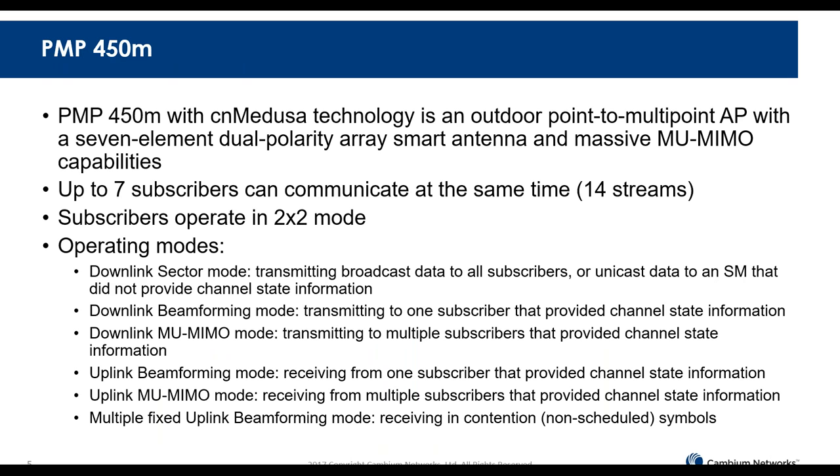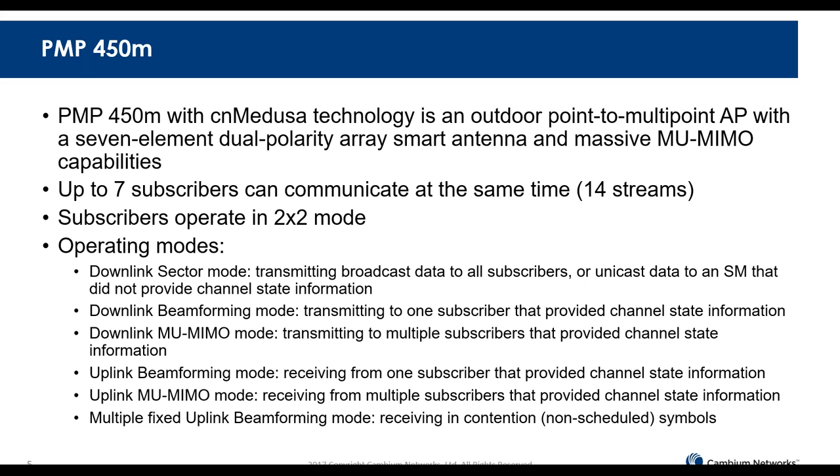The PMP450M access point is using massive MU MIMO technology. This is an outdoor point-to-multipoint access point which has 14 antennas. There are 7 vertically polarized antennas and 7 horizontally polarized antennas, which means that the access point can handle up to 14 streams, and these streams can be sent to up to 7 subscribers.